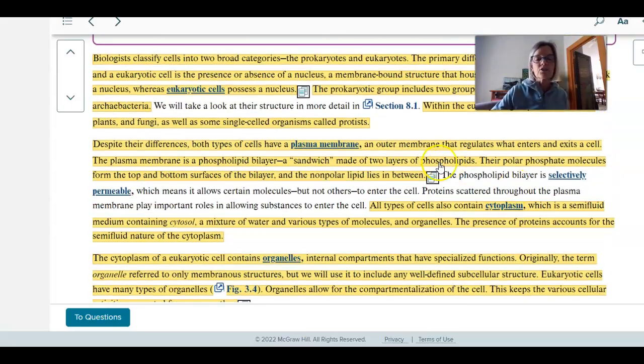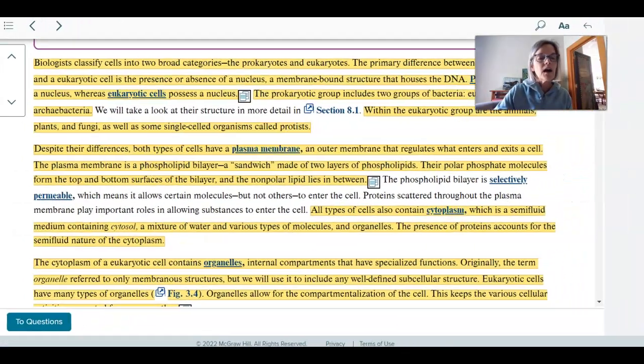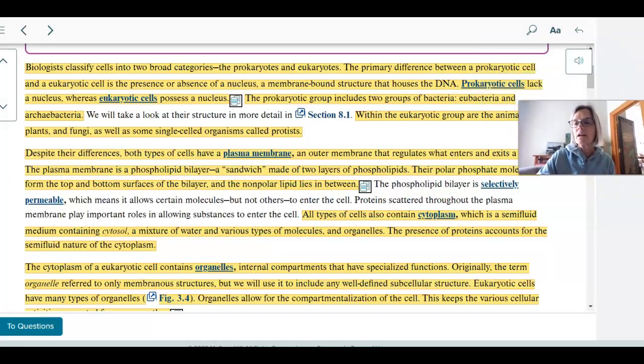But all cells, whether you're prokaryotes or eukaryotes, have an outer layer called a plasma membrane. Now, you're probably familiar with the idea that the plasma membrane is made from a phospholipid bilayer. And we talked about lipids when we talked about chemistry. Remember, we said lipids don't dissolve in water. And so it makes sense that the outside of all cells is going to have a layer that doesn't dissolve in water. So we call this layer the plasma membrane. And that's going to control what goes in and out of the cell.